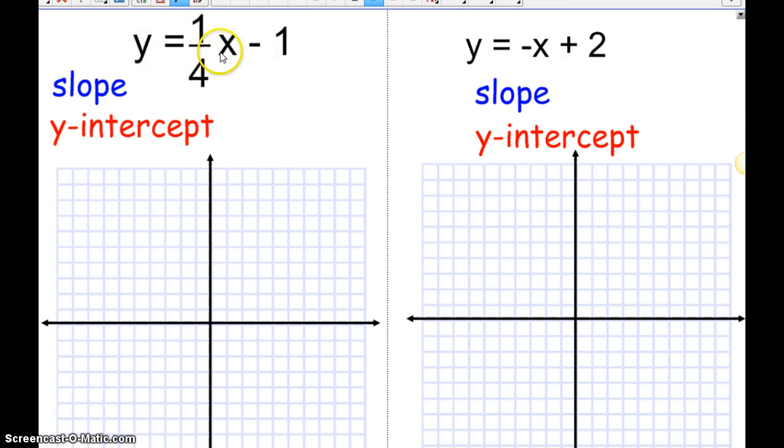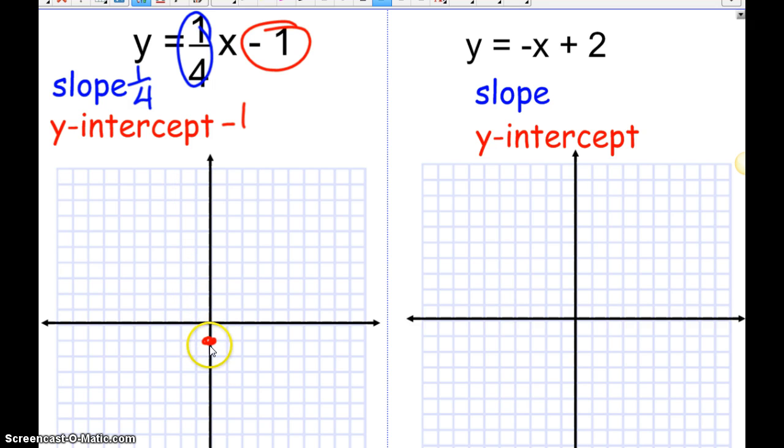Let's keep going. How about this one? y equals 1/4 x minus 1. So my slope is always in front of my x. It's 1/4. My y-intercept, or my b, don't forget the minus, is -1. So I go to -1, then rise over run, y over x.